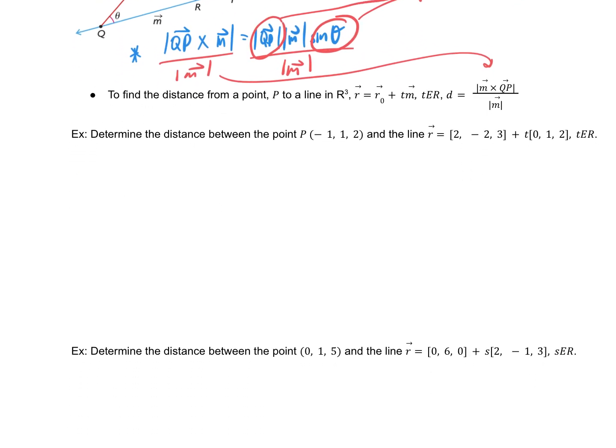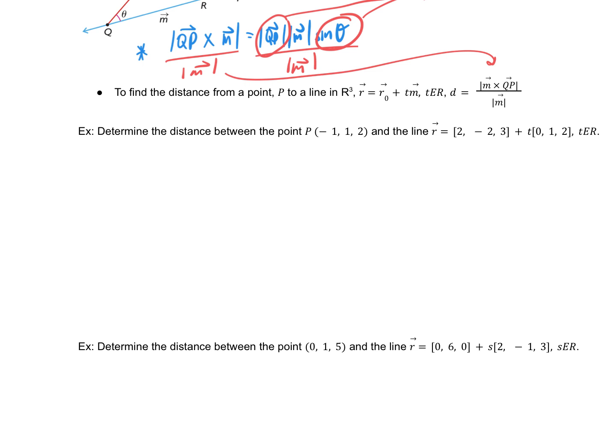So let's give that a try. Here's point P, and here's our line. This vector here, I'm going to use it to get that point Q, and here's my direction vector. So I'm going to start off by writing out my vector QP. So I'm going to do the P coordinates minus the Q. So -1 minus 2, 1 minus -2, and 2 minus 3. And then vector M is 0, 1, 2. And now I'm going to find the cross product between them.